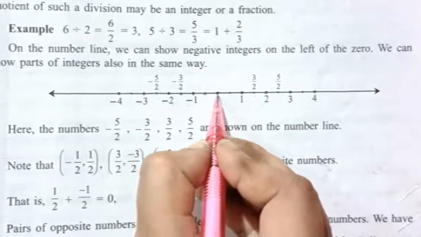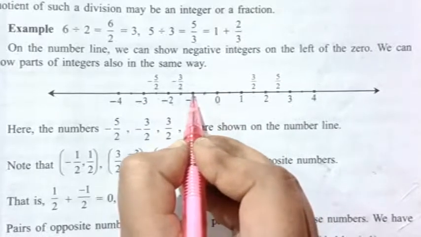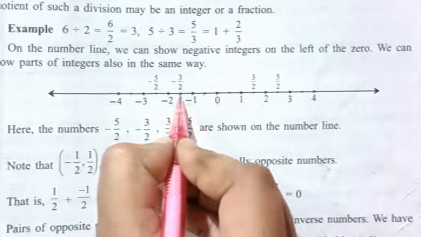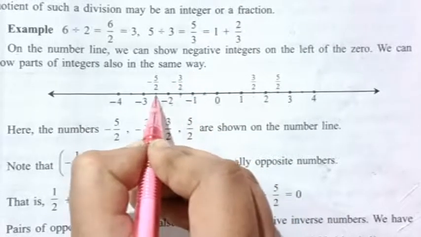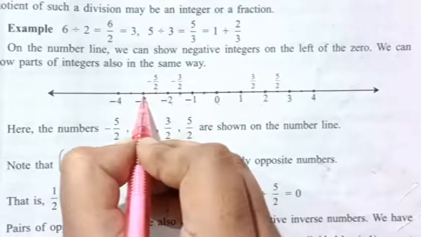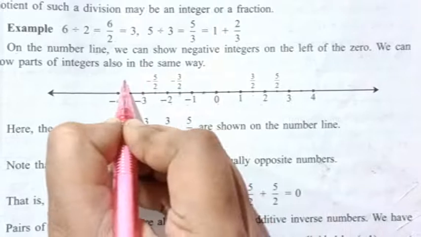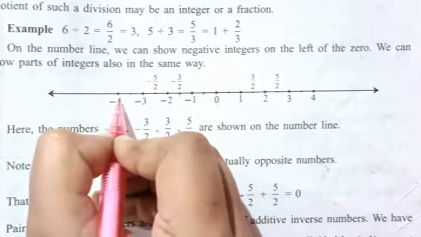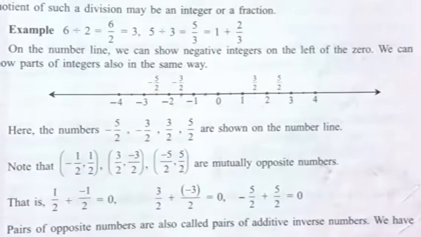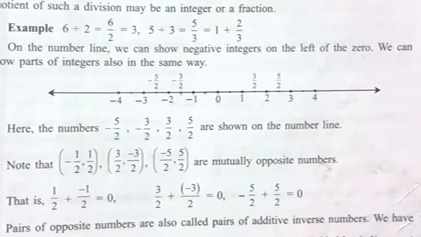So 0 here. Here it becomes 1, 2, here becomes 3. So here it is minus 3 upon 2. Here it becomes 4, here it becomes 5, so that is minus 5 upon 2. Then is 6, then here it becomes minus 7 upon 2. 8, and then here it becomes 9, 10. So like that it goes on increasing.